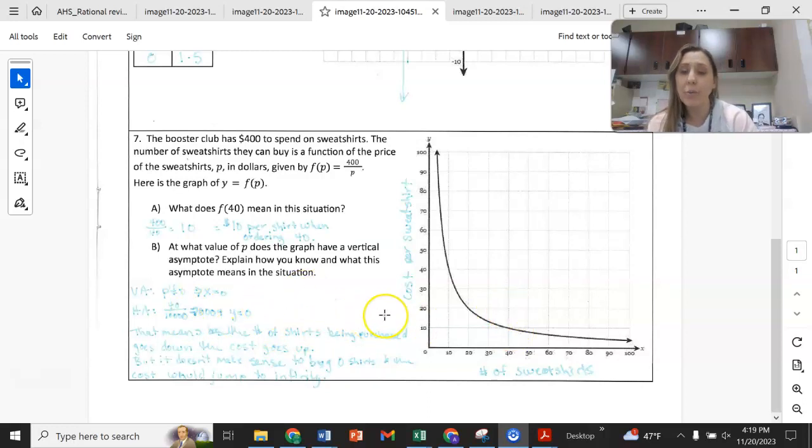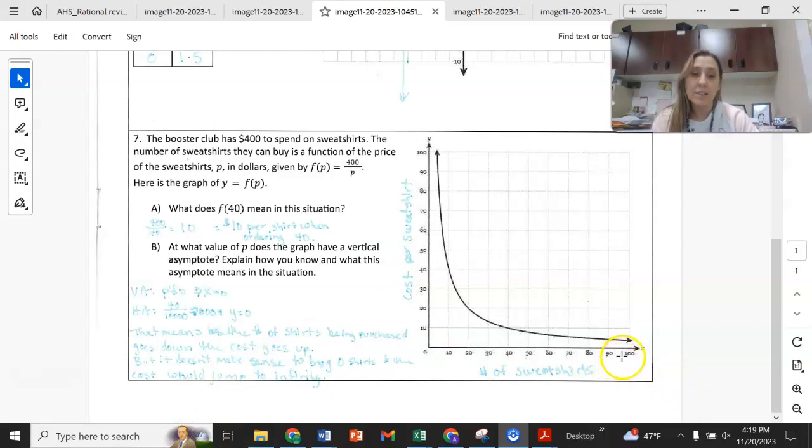So it says what value of P is going to be my vertical asymptote, which is 0. 0 is going to be it. And we kind of talked about this at the beginning of the unit when we talked about if we were riding that bike, and if we were going 0 miles, but we needed to get to 13 miles, we would end up at infinity.